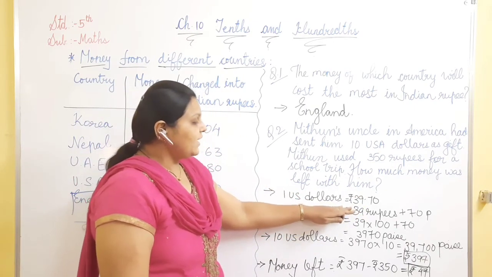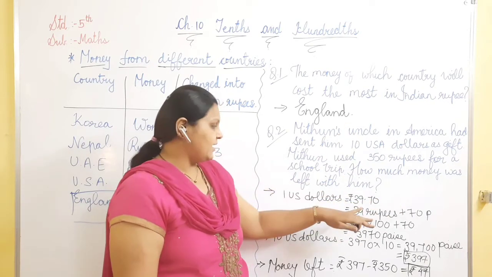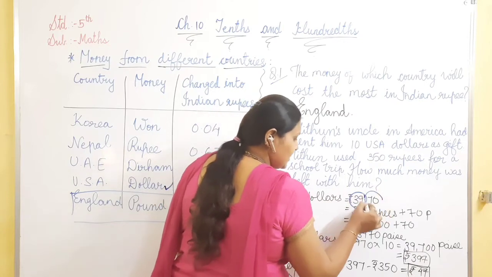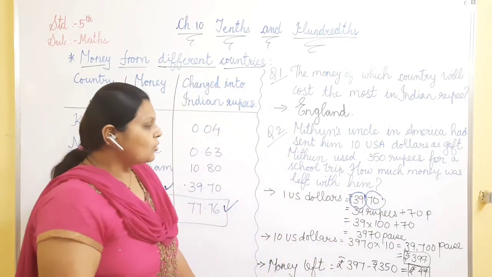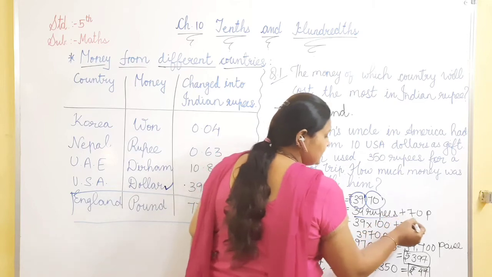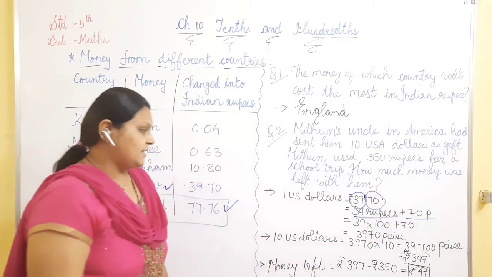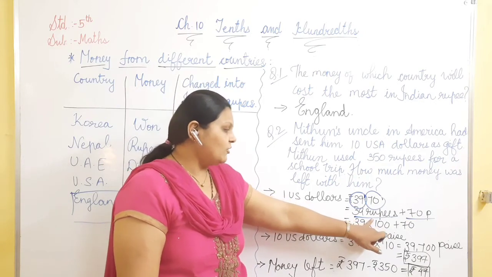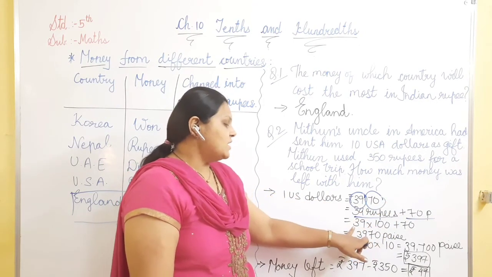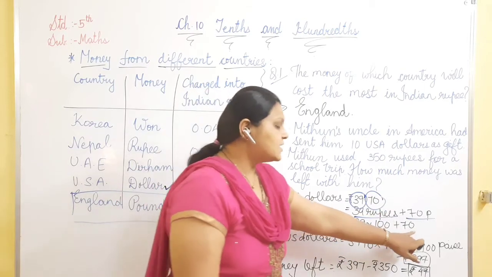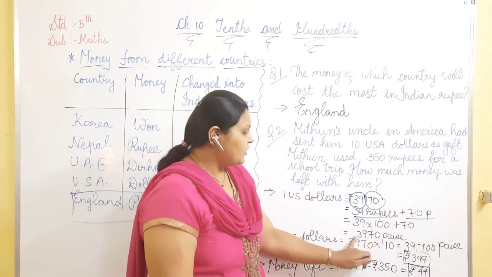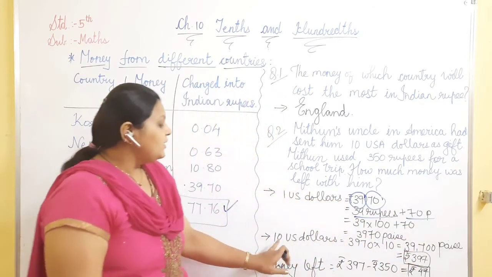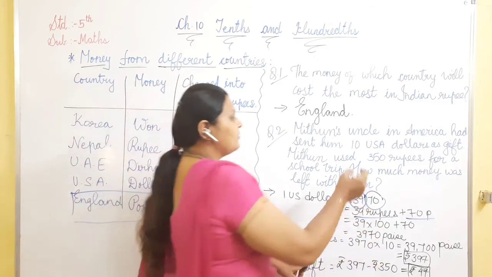So rupees 39.7. So we can say that 39 is rupees and 70 is the paise. So it's 39 rupees plus 70 paise. So 1 rupee is equal to 100 paise. So 39 rupees is equal to 3,900 plus 70. That is 3,970 paise.